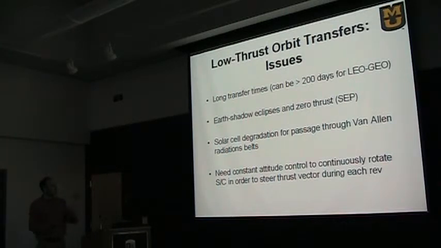The other problem is, when the satellite goes through the Van Allen radiation belts, the solar arrays become degraded. It's not much of an issue if you only pass through quickly, like a chemical transfer does. But in that spiral, you're spending a lot of time in the Van Allen belts, and then the power can really go down by a lot if you spend a lot of time there. Another problem is you've got to constantly steer the satellite. So you've got to have attitude control to do that steering, and that just complicates the operation of the satellite.